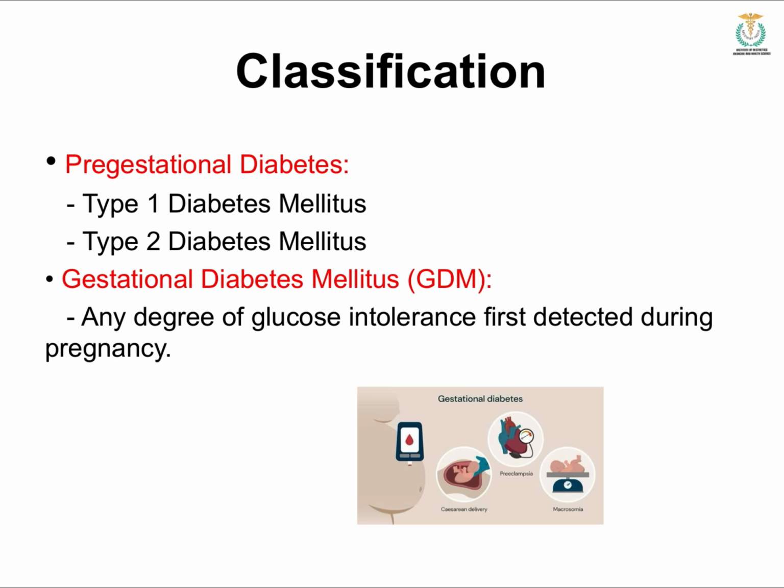But for management purposes, if it is diagnosed for the first time in pregnancy, we call this GDM, or gestational diabetes mellitus. This classification is very important because pre-gestational diabetes affects the baby early in the first trimester, while gestational diabetes mellitus mostly affects the second and the third trimester. So you should be aware of the classification of diabetes mellitus in pregnancy: that is two types, pre-gestational and gestational diabetes mellitus.